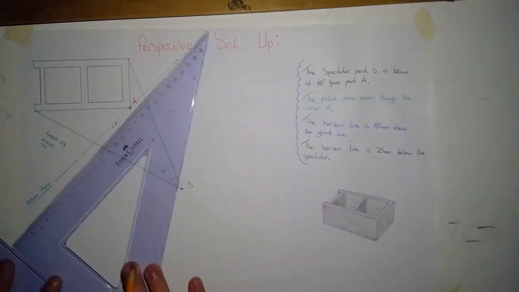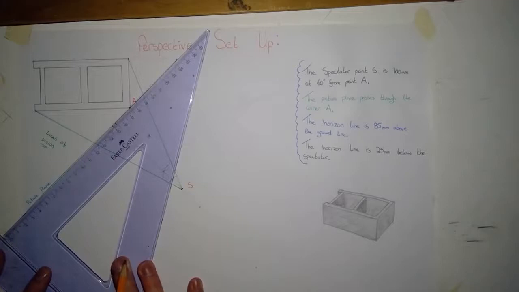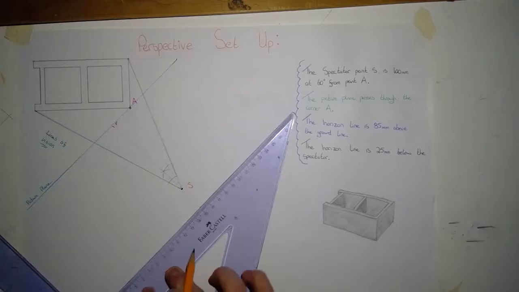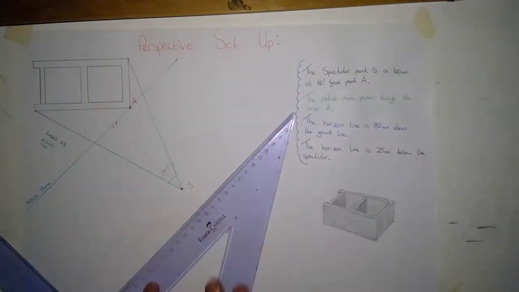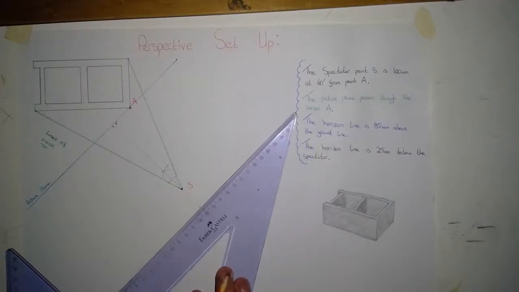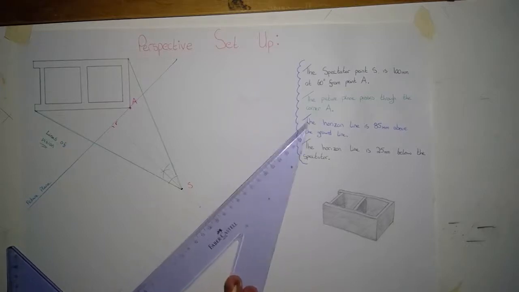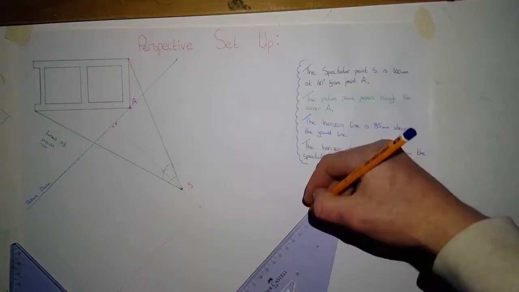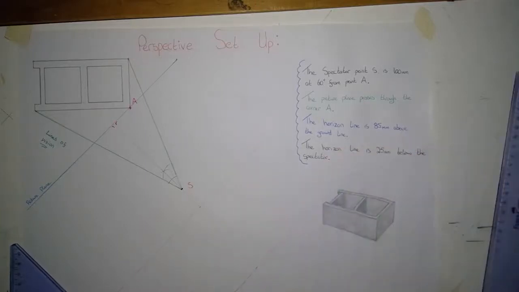So I'm going to set up my sliding set squares. I'm going to go parallel to the picture plane. So that's my horizon line drawn in pencil. And that's my ground line drawn in. So I'm just going to add colour to these once again.